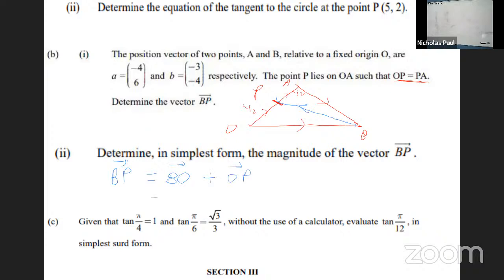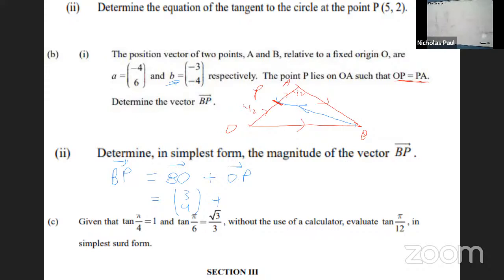What is BO? Keshav, BO is what? What should I give you here? So BO is what? Right, that's OB. So BO is what? Positive 3, positive 4. Right. OP now is how much?